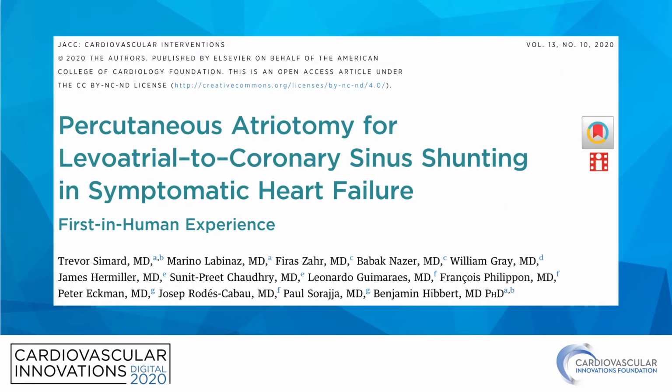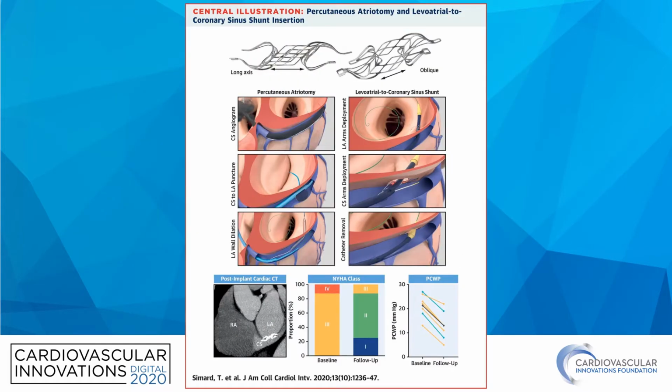Recently published is the first in human experience with a coronary sinus to left atrial shunt device for symptomatic heart failure. During this procedure, the coronary sinus is accessed with a catheter, a puncture from the coronary sinus to the left atrium is performed, a balloon dilatation is then performed, and a nitinol implant is deployed with two arms of the device on the left atrial side and two arms on the coronary sinus side to anchor the device.